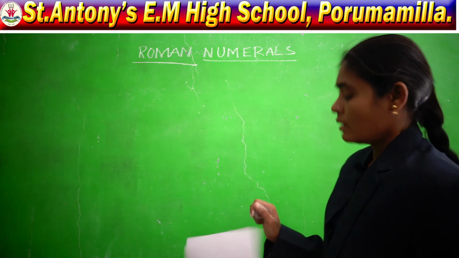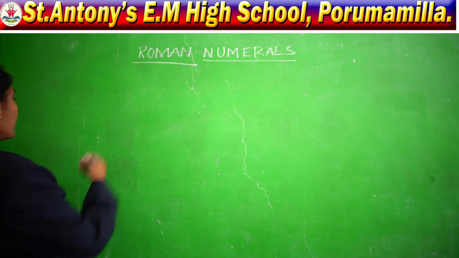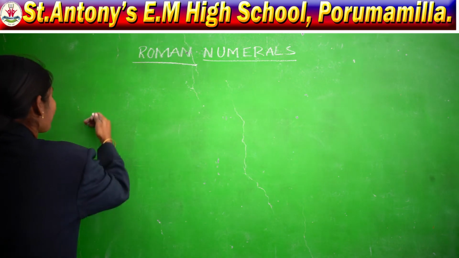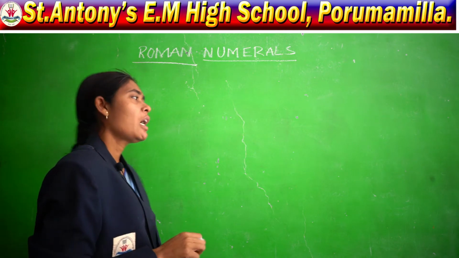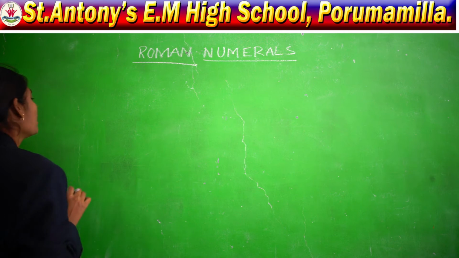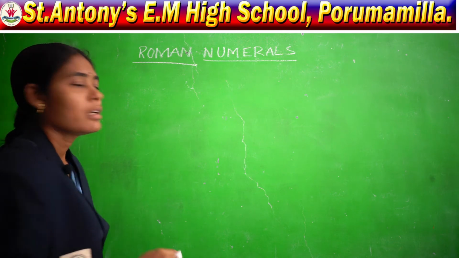In Roman numerals only 7 symbols are used. 0 cannot appear. Only 7 symbols are there, and with those 7 we have to write the numbers.